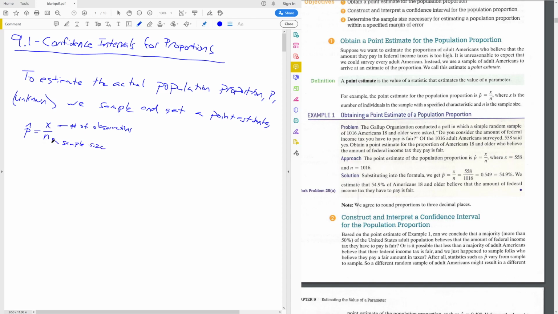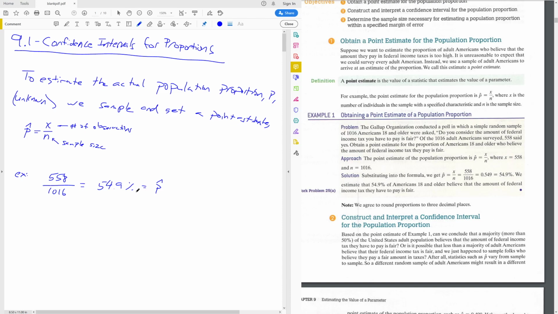It's literally just saying, if you sample 1,016 Americans and 558 said yes, I believe it's too high, then 558 divided by 1,016. And that's the example they're showing there. So for example, 558 divided by 1016 gives us 54.9%. And that's our p hat. So that's our estimated population proportion.